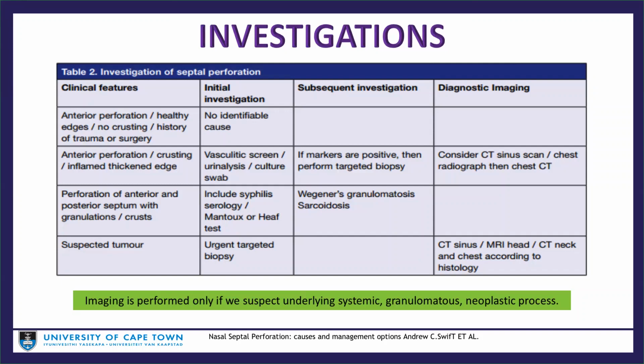If there is an anterior and posterior perforation with associated granulations and crust, we must think of TB and syphilis, and also of Wegener's granulomatosis and sarcoidosis. And of course, if we suspect tumor, we will go ahead to biopsy and then do CT scan. So as you can see, the imaging is performed only for suspecting tumor, underlying systemic causes, and granulomatous causes.